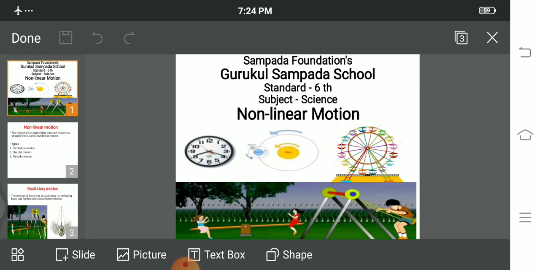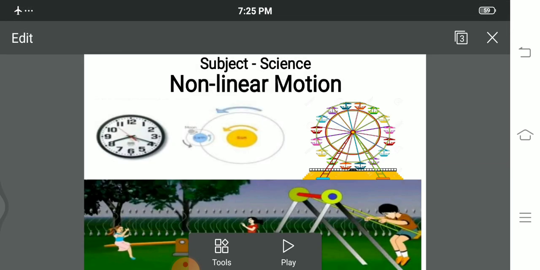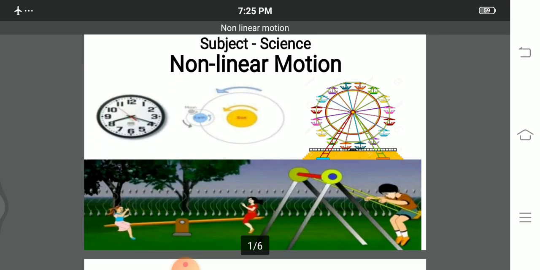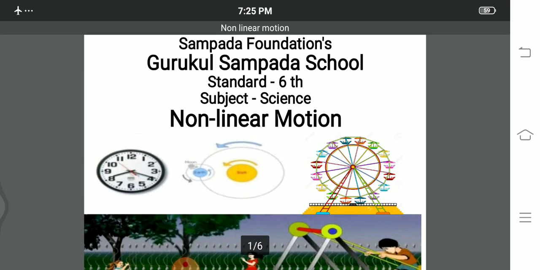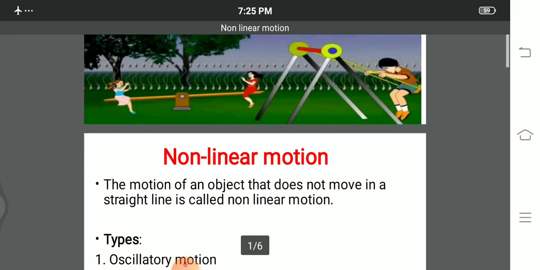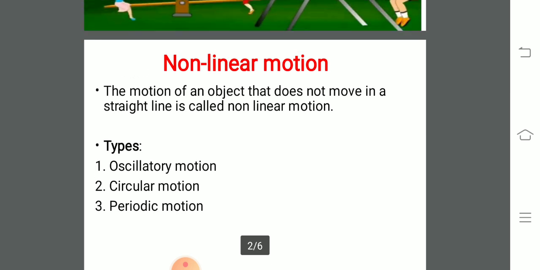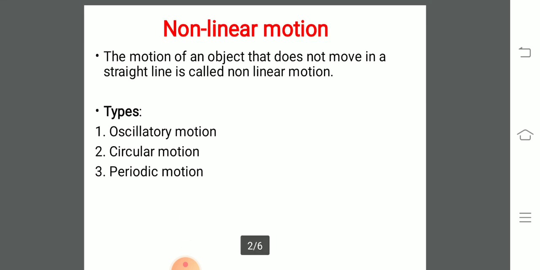Today we are going to study non-linear motion. So what is non-linear motion? Previously we have studied linear motion. What is linear motion? The motion of an object along a straight path or in a single direction is called linear motion. Now what is non-linear motion? Opposite to that, the motion of an object that does not move in a straight line is called non-linear motion.